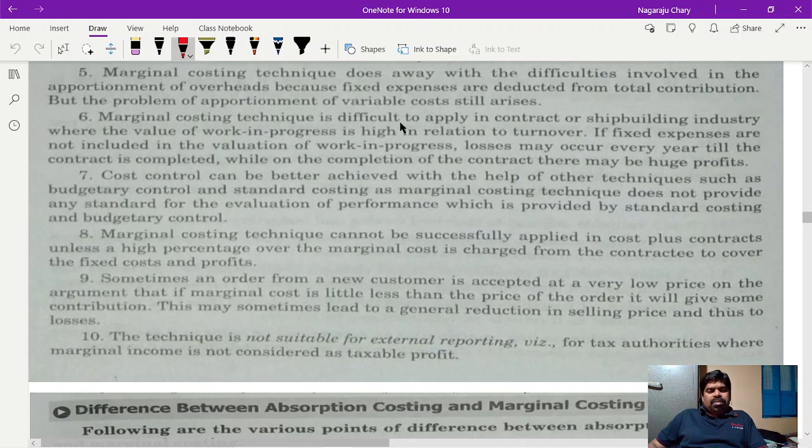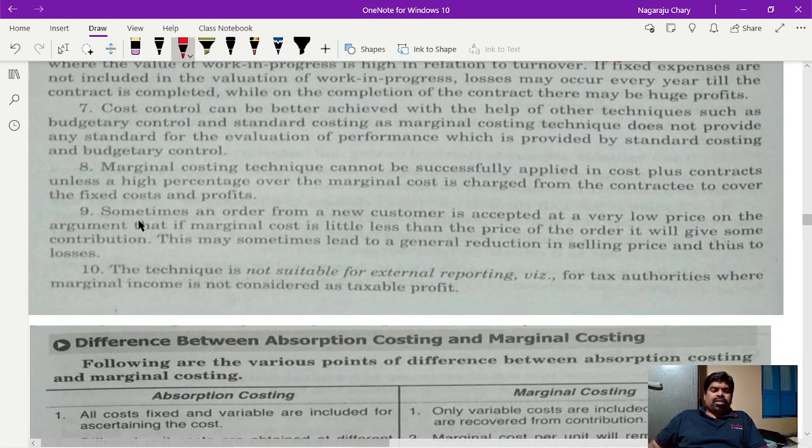Margin costing technique is difficult to apply in contract and shipbuilding industry, where the value of work in progress is high in relation to turnover. If fixed expenses are not included in the valuation of work in progress, losses may occur every year till the contract is completed, while on completion of the contract there may be huge profits. So marginal cost techniques may not be applicable. It is a little bit difficult in shipbuilding and contract works. That's why it is very difficult to follow these techniques.